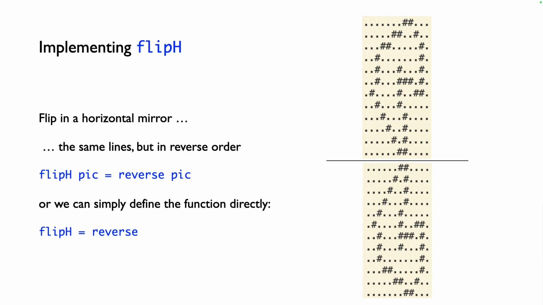So flip H applied to a picture is got by reversing that picture. Or in fact, in ASCII, you can simply say the function flip H equals the function reverse. And that's what I've done there. So we get flipping in a horizontal mirror by reversing the list of lines.